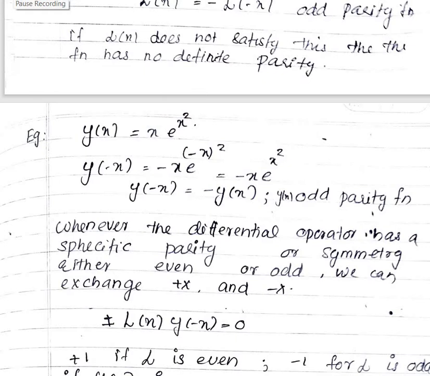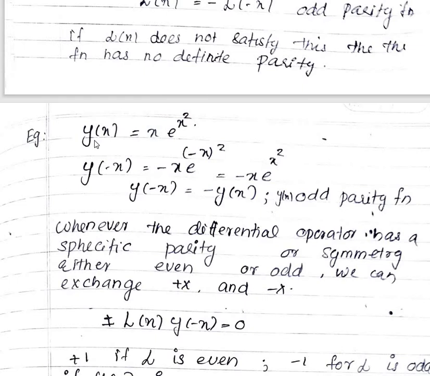If L of x does not satisfy these two conditions, that means the differential operator does not have any definite parity. It is called a function which has no definite parity.